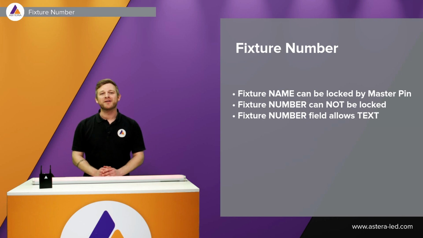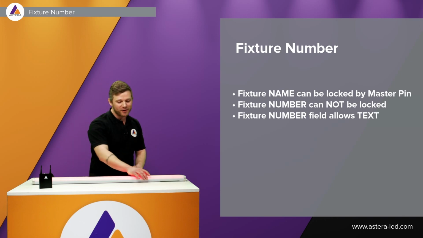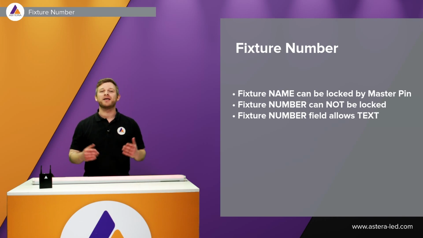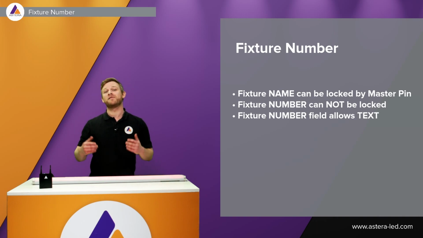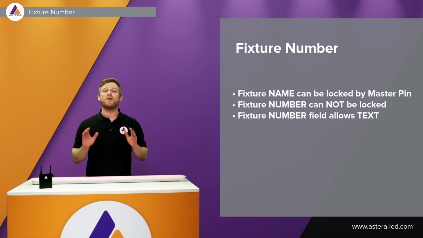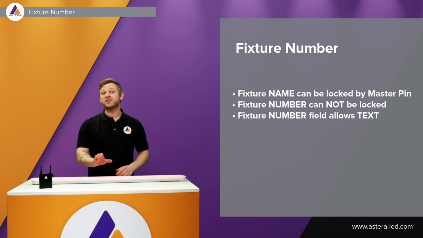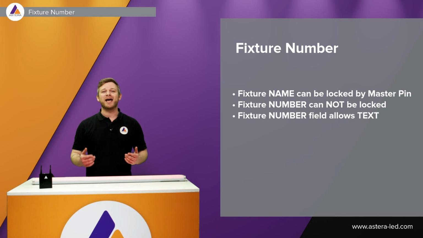Now, in some of the other tutorials I'm talking about locking a name into the fixture by using the master pin. We can also give all the lights a fixture number to have it match our lighting desk. Now, giving the lights a fixture number, maybe you would rather give it a name when using the app, for instance. Then in the fixture number field in the app we can actually add text instead of a number.